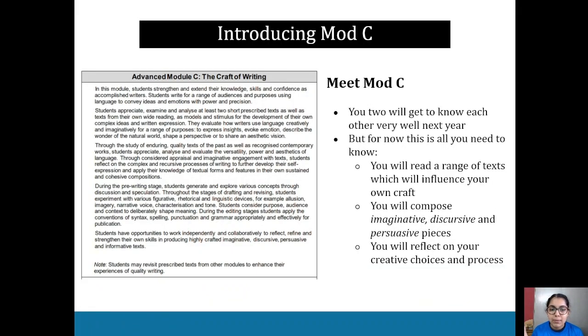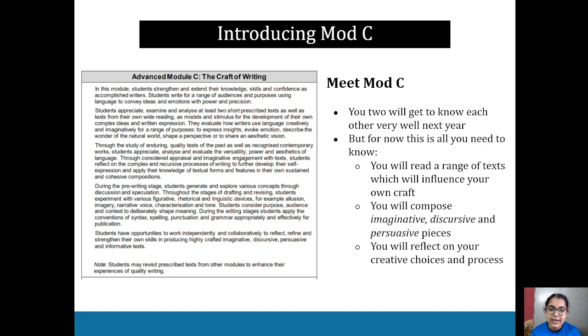Again, I'm not going to read it for you. I'm going to give you a summary of what it is. You read it, definitely read it, and it's here in the slides for you. But meet Mod C, you'll get to know each other very well this year. But for now, this is all we need to know.